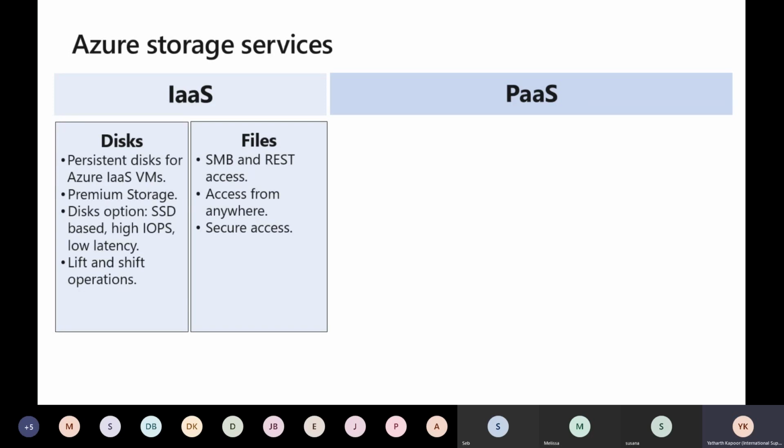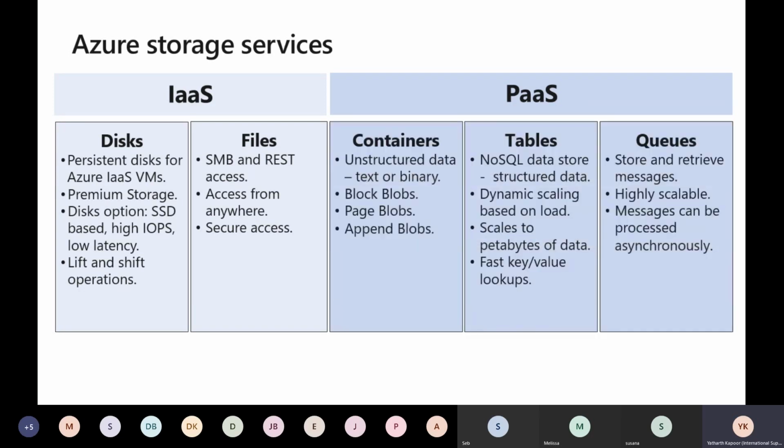I don't want anybody to focus too much on these slides other than file share and blob. Don't focus on any other storage that is shown in this slide. We need to focus on two major storage services: containers and files. Containers, blobs. Files use SMB and REST access. SMB stands for server message block. It's a protocol that file servers use. If your customer is using a file server, they're probably using an SMB protocol.